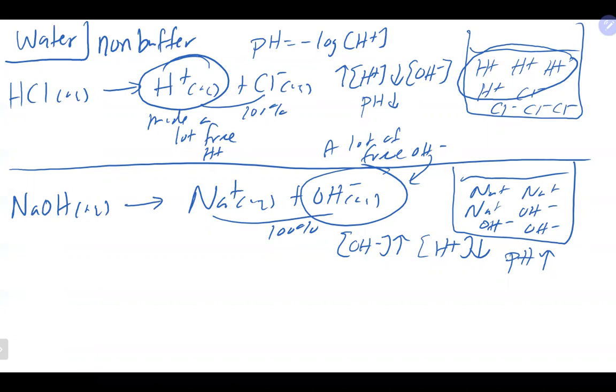And because they're floating around freely, that increases their concentrations and has a really drastic effect on the pH as to why it jumps up high or down low. Questions on that so far?